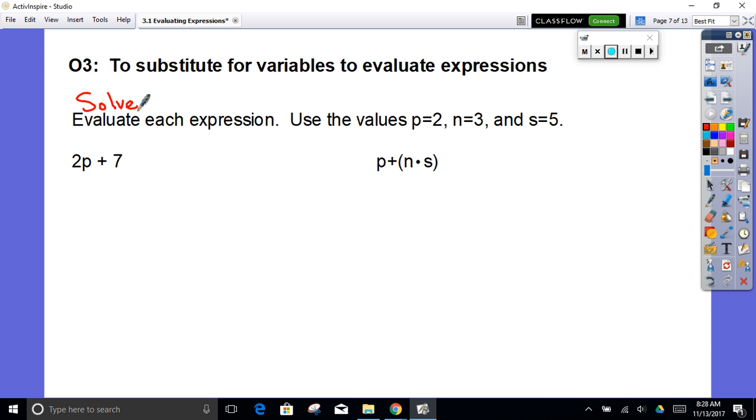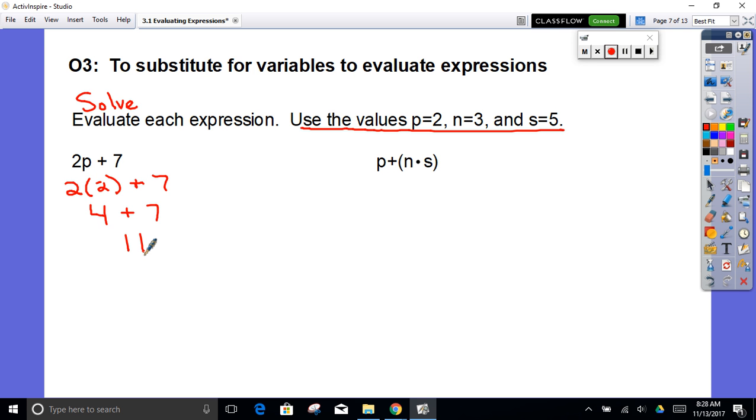So we have 2p plus 7. The only way we can solve that expression is if we know what p is. And over here it gives us some values. It says that p is 2, n is 3, and s is 5. So we don't care what n and s are for this particular problem. We do care that p is 2. Remember that 2p means 2 times p, so I'm going to write 2. I could use any of the other multiplication methods that I wanted to use except the x. Let's stay away from the x. Plus 7. Order of operations gives me 2 times 2, multiplication first, and 4 plus 7 is 11.